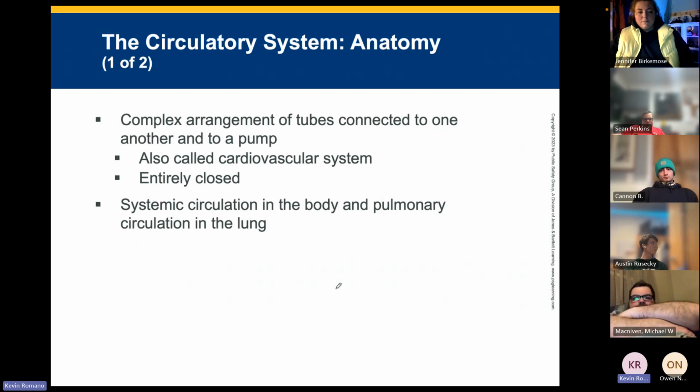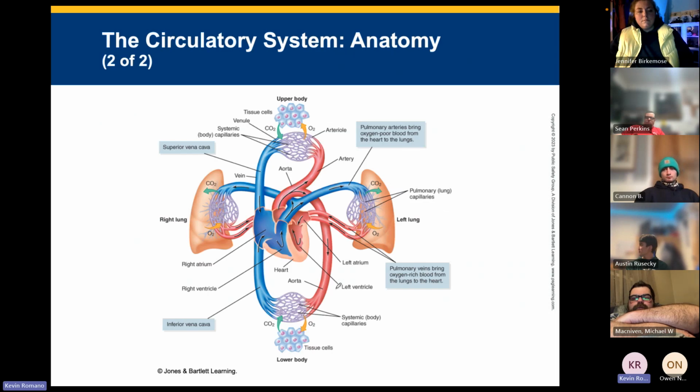All right, so complex arrangements of tubes connecting one to another to a pump. This is our circulatory system, right? This is entirely closed, and there are 2 circuits in the body. There's a systemic circulation and then the pulmonary circulation in the lungs. This figure here kind of shows you what it looks like. Blue is deoxygenated. Red is oxygenated.